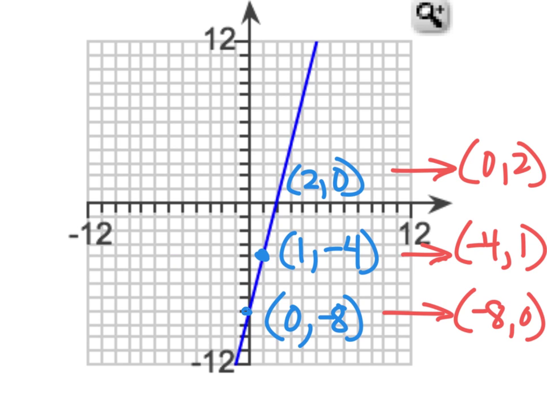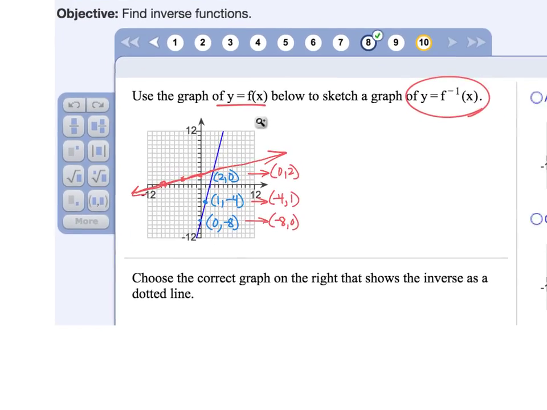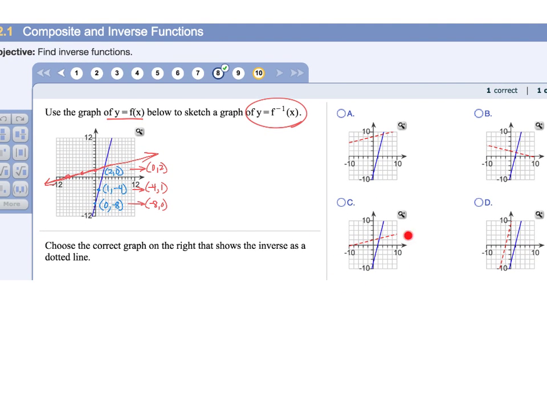So 0, 2 is right here. Negative 4, 1 is right here. And then negative 8, 0, oh gee whiz, 1, 2, 3, 4, 5, 6, 7, 8 is right here. If I were to draw this straight line, that is your inverse function right there. So we need to identify which graph looks like that, and you see that's C. It's right here. So the answer is C. And that wraps up this video.